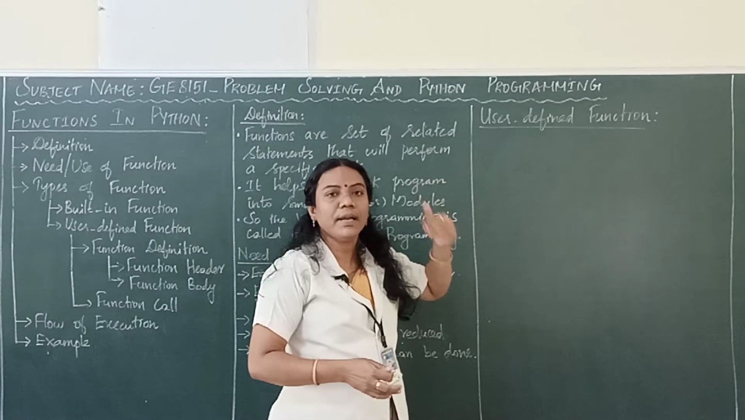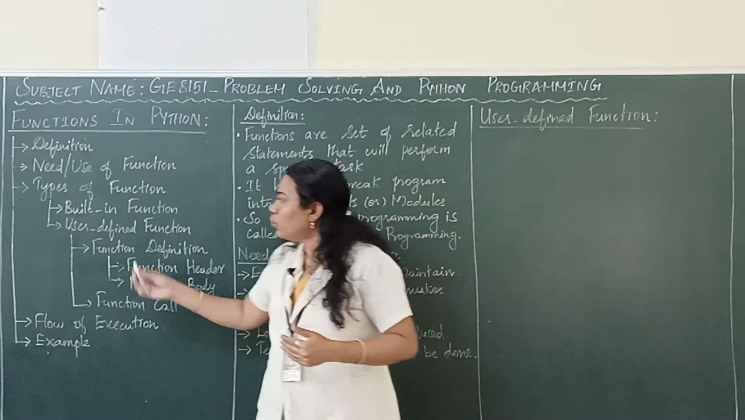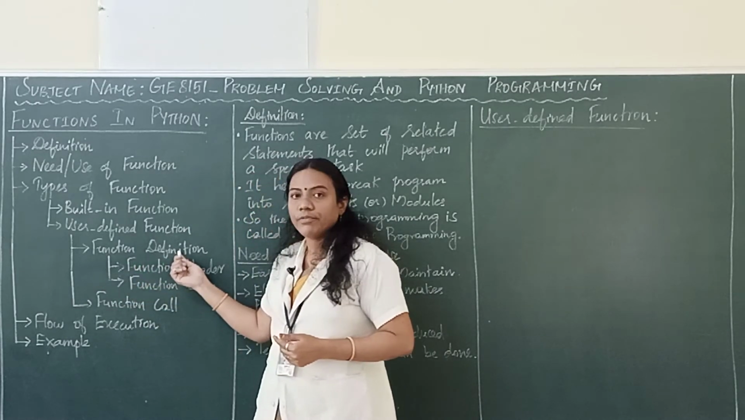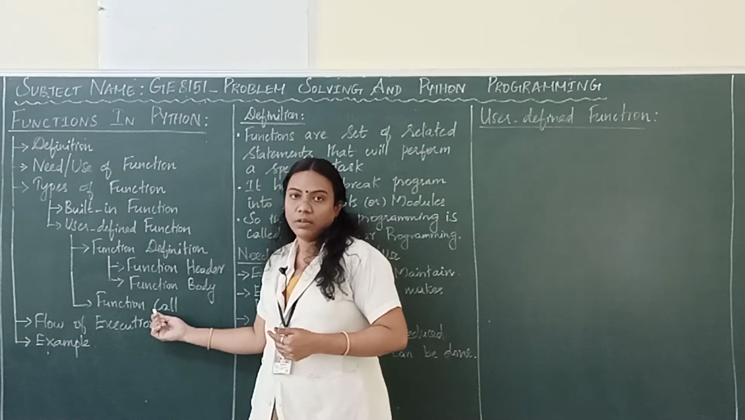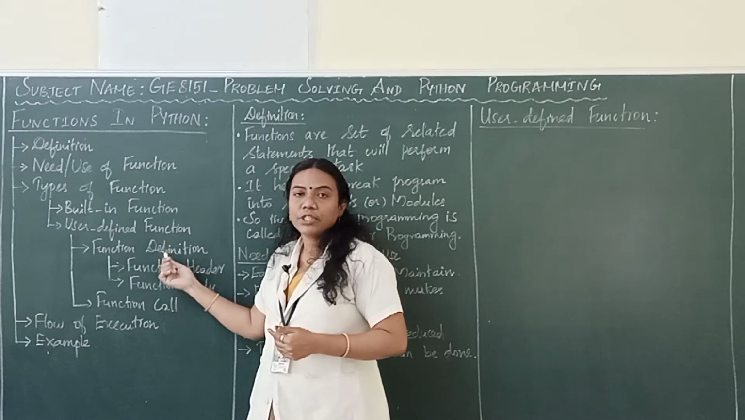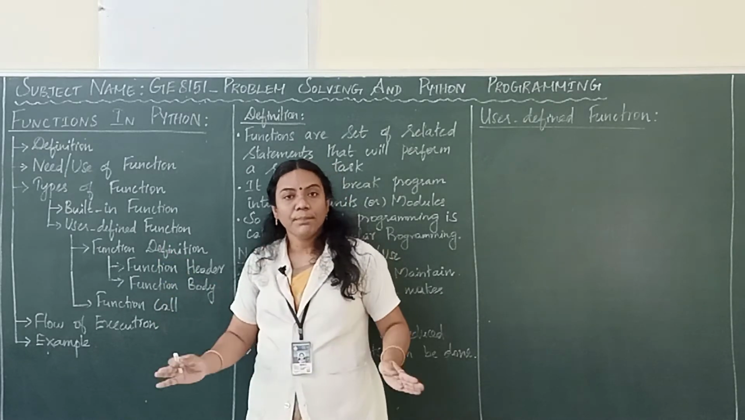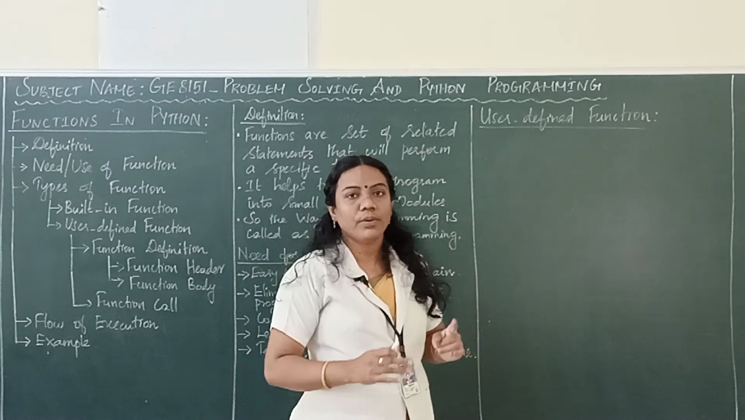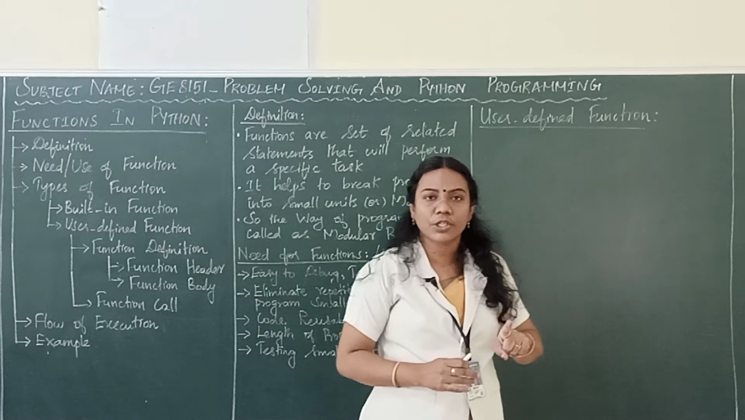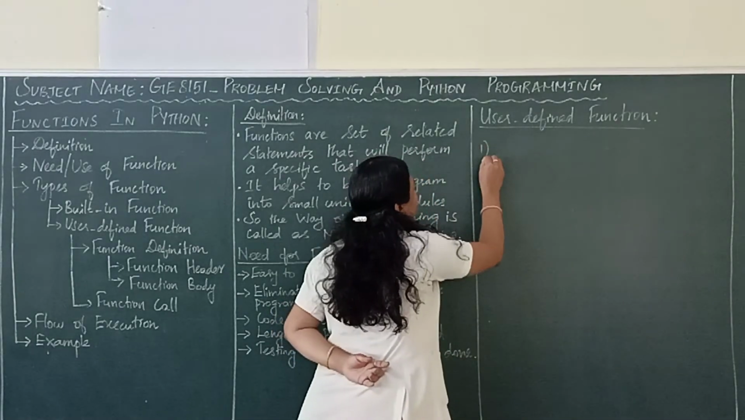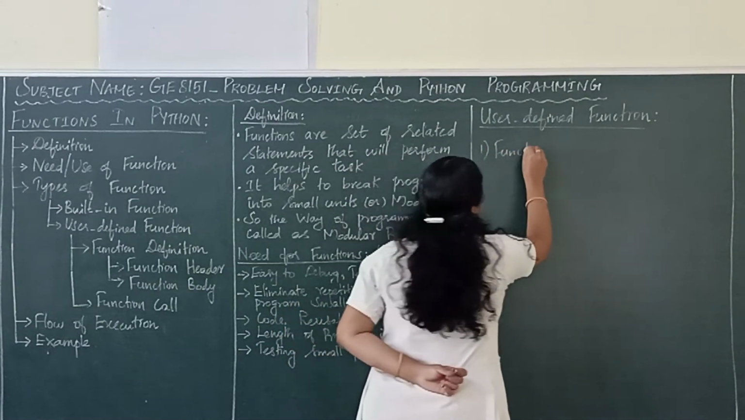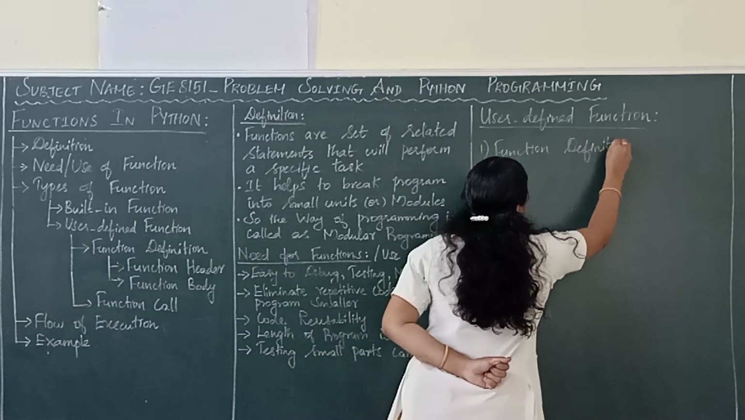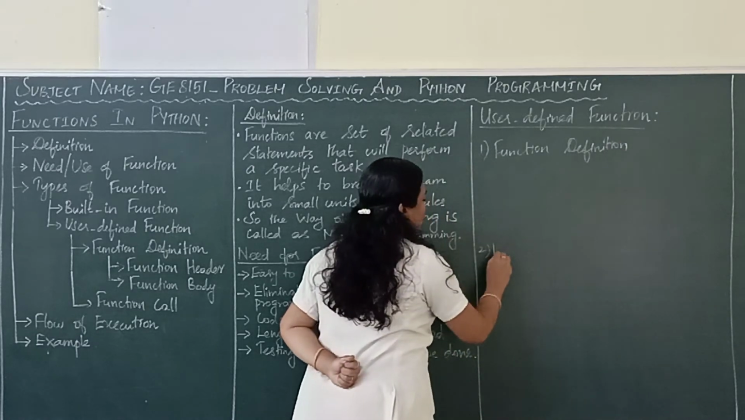In order to implement a user defined function, two important components are there. One is function definition, the second one is function call. Without function definition and function call, we can't implement a program using functions. If you want to use a function, you need these two components. First one is function definition, and the second one is function call.